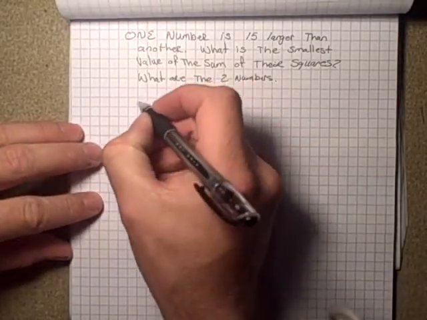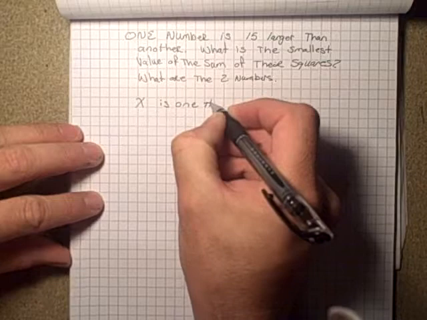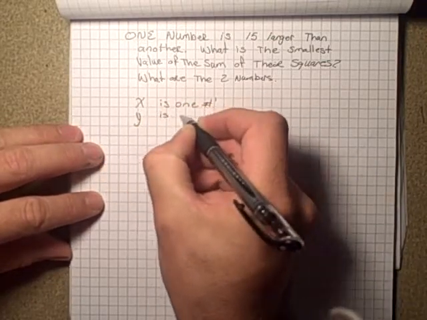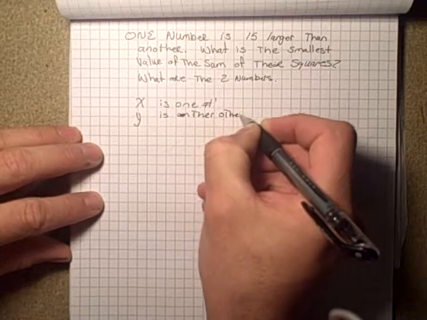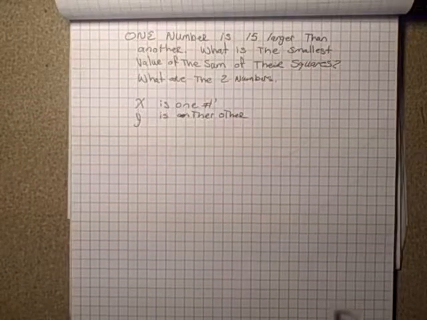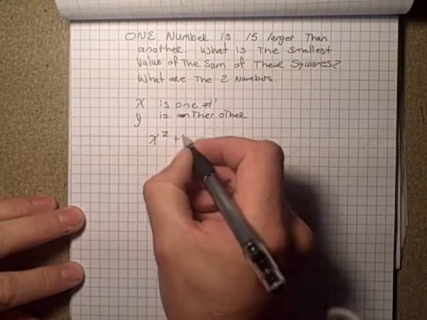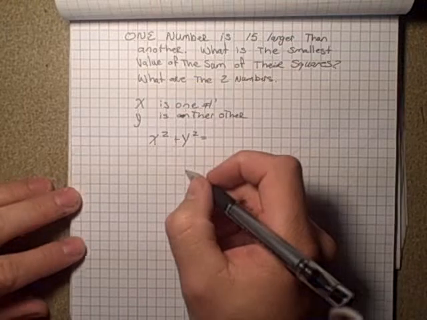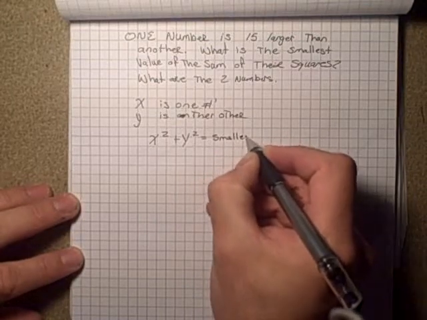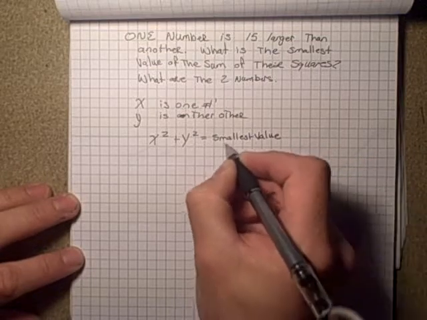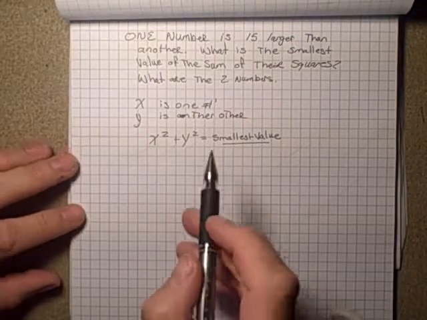Okay, so first of all, x is one number, and y is the other number, let's say. Well, we have the sum of their squares. So x squared plus y squared is going to equal basically the smallest sum, smallest value, or if you like, a minimum. If you go on to calculus later in math, there will be a much simpler way to do these minimization problems. But at this point we don't know that yet.